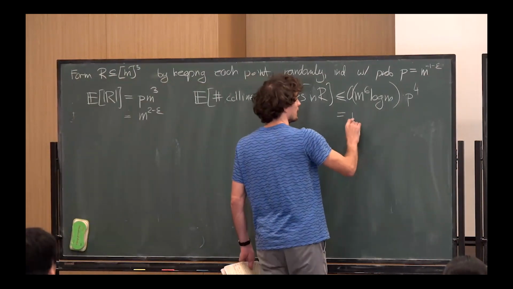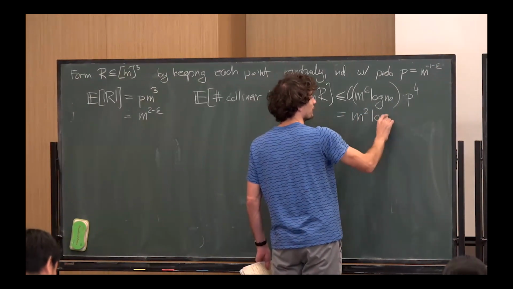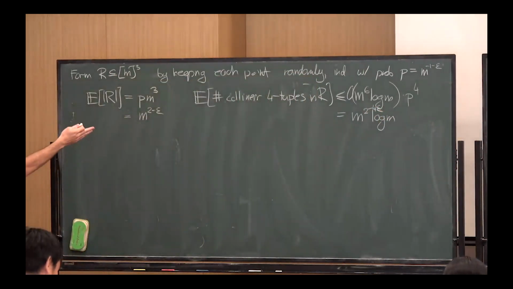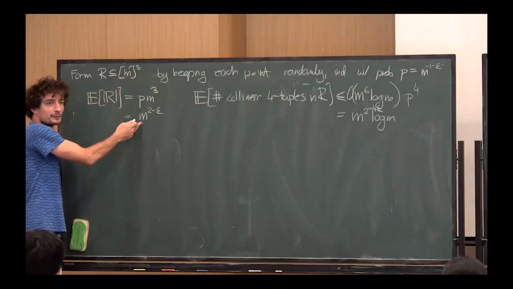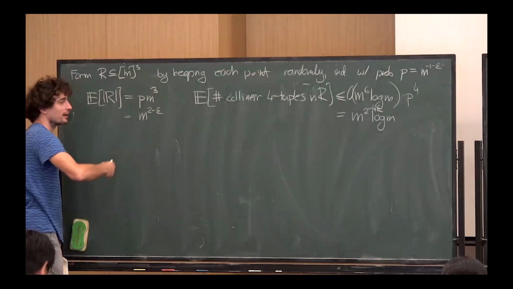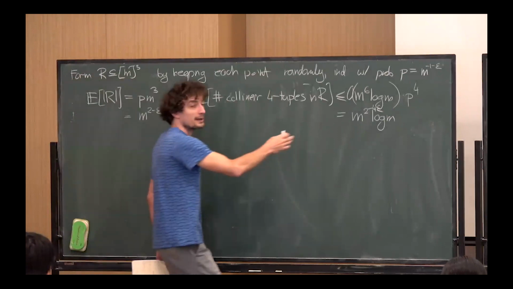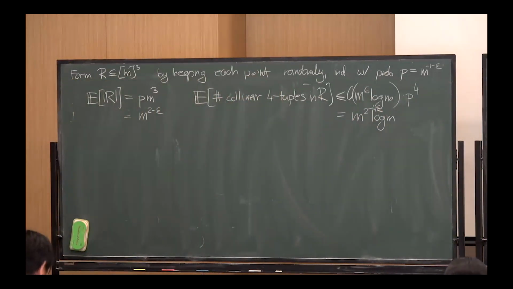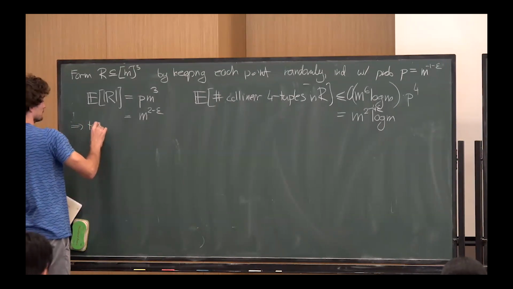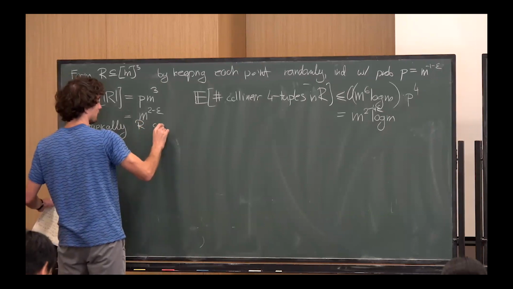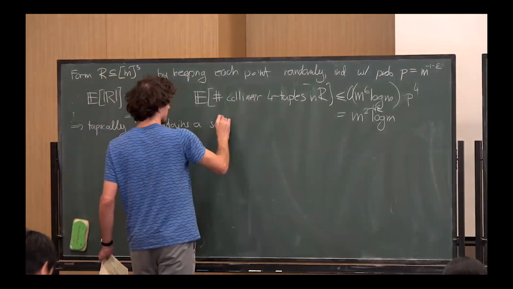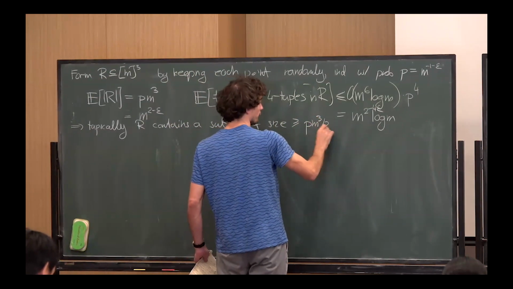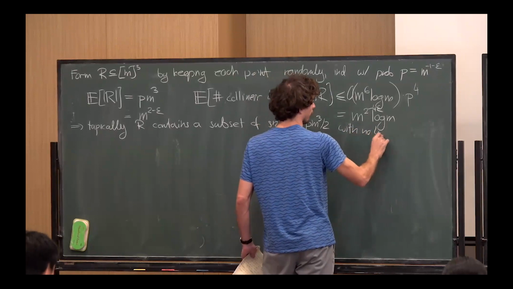However, this is m squared times log n, but we get to put minus 4 epsilon, which means that the expected number of collinear four tuples is much, much smaller than the expected number of points. This means that typically, if I take a typical sample, then I'll be able to remove just a negligible proportion of the points and have a point set with no four on a line. So typically, R contains a subset of size, say, at least p m cubed over 2, with no four on a line.